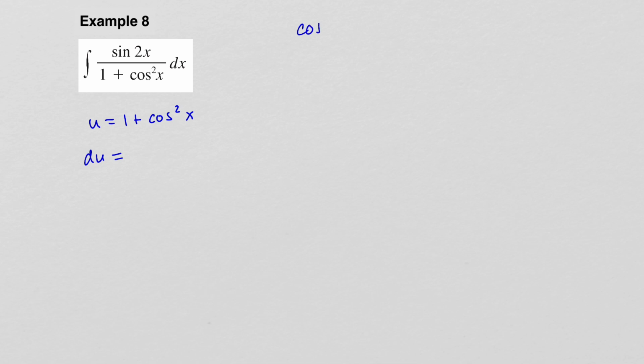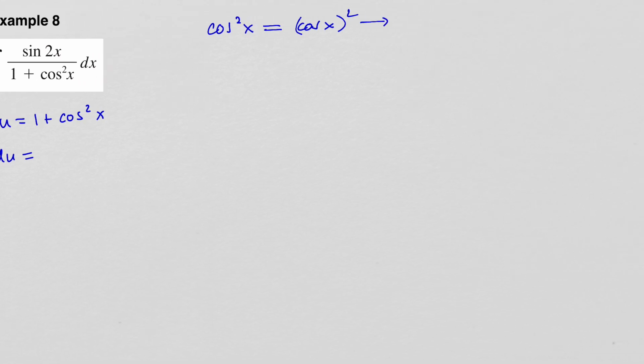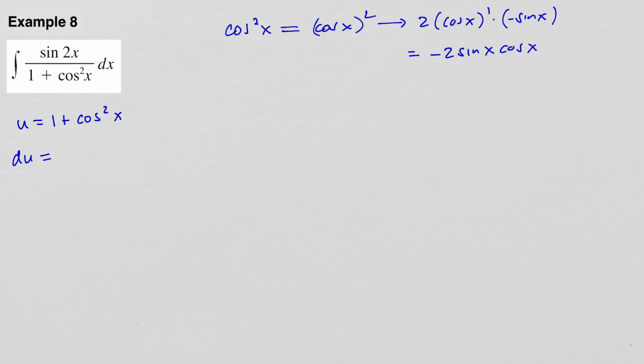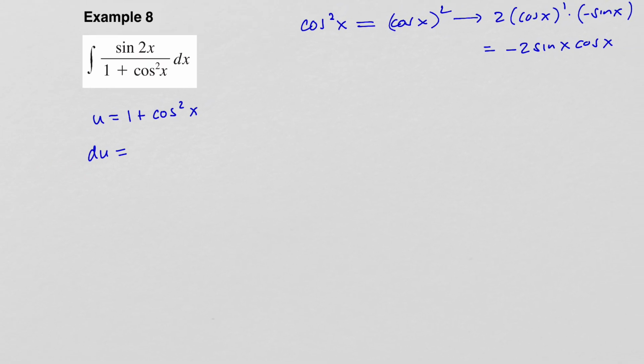So let's remember that cosine squared of x is the same as cosine of x quantity squared. And when you go to take the derivative of this, you get 2 times cosine of x to the 1 times the derivative of cosine of x, which is negative sine of x. So the derivative is negative 2 cosine times sine, which I'm going to write as sine times cosine. So that's what we have here.